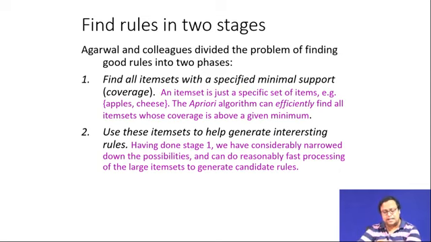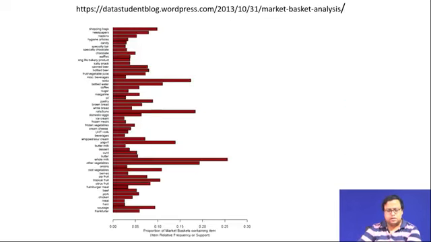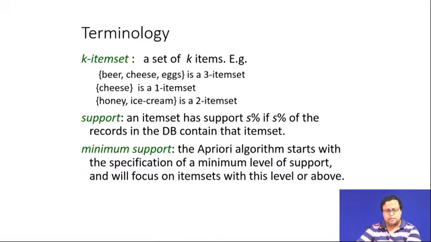Having done stage 1, we have considerably narrowed down the possibilities and can do reasonably fast processing on the large item sets to generate candidate rules. So, this is what we do: we find the proportion of market baskets containing these items, and then we do something.